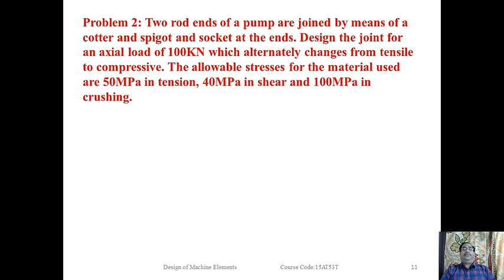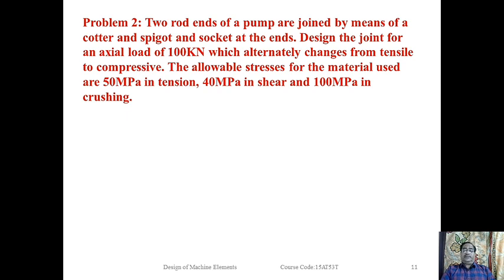Problem number 2. Two rod ends of a pump are joined by means of a quarter and spigot and socket at the ends. Design the joint for an axial load of 100 kilonewton, which alternately changes from tensile to compressive. The allowable stresses for the material used are 50 megapascal in tension, 40 megapascal in shear, and 100 megapascal in crushing.